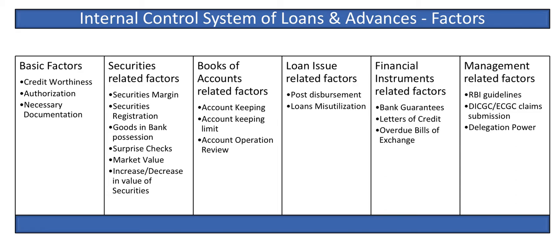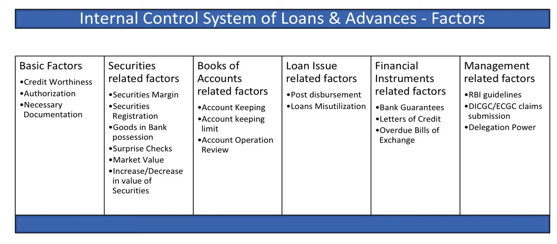Now, the next one is management related factors. Now, we're going to talk about three different managements. One is the top management, another one is the Deposit Insurance and Credit Guarantee Corporation. The third one is the RBI. So, what does the RBI talk about with respect to the loans and advances? They basically give a guideline as to how these loans and advances have to be classified.